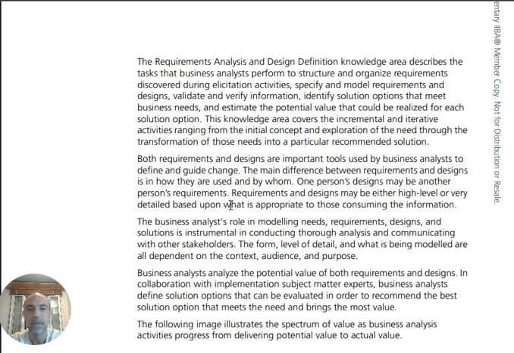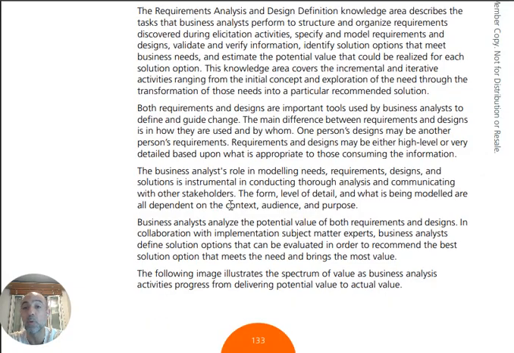Yeah, okay. So both requirements and designs are important tools used by business analysts to define and guide change. The main difference between requirements and design is how they are used and by whom. One person's designs may be another person's requirements. Requirements and designs may be either high level or very detailed, based upon what is appropriate to those consuming the information.